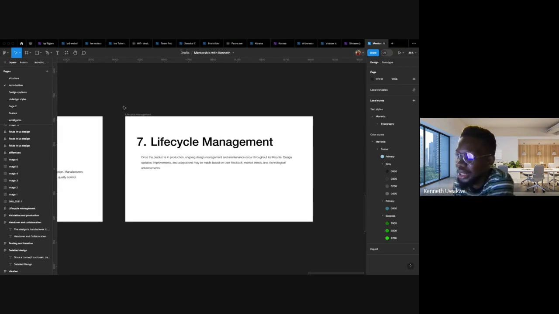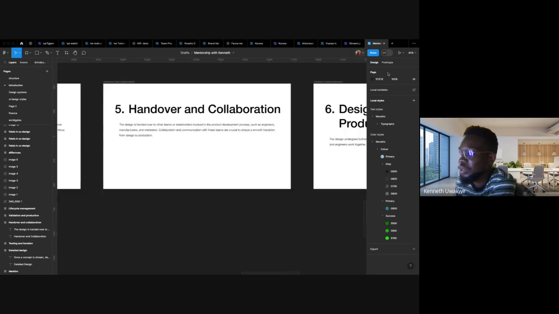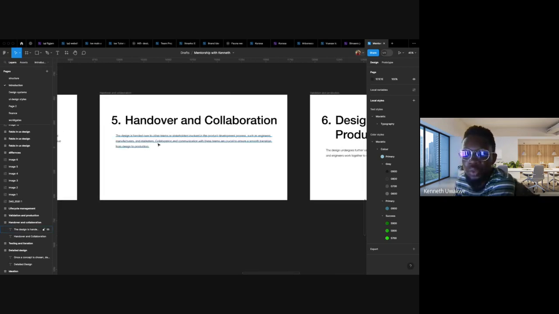Handover. I talked about handover previously. I talked about the fact that when you have finished your design, some of the elements that you use are repeated. So things like, say, buttons. Your buttons must be consistent across your designs. But you need to create a style for your buttons.